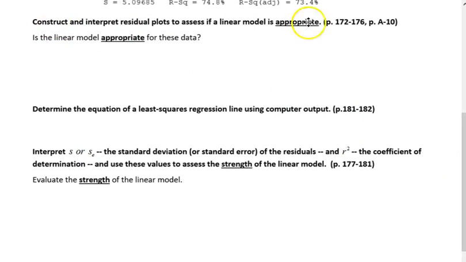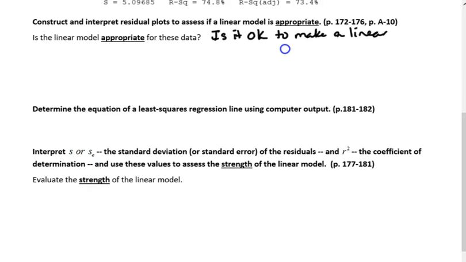First of all, I wanted to point out that I do have listed on the notes here the objectives that you are supposed to be able to do in this section. Because there were a lot of really specific objectives, I have listed them all in the notes for you. So you are to be able to construct and interpret residual plots to assess if a linear model is appropriate. And we'll get to the construct part in just a minute. So is the linear model appropriate for these data? In other words, is it okay to make a linear model?